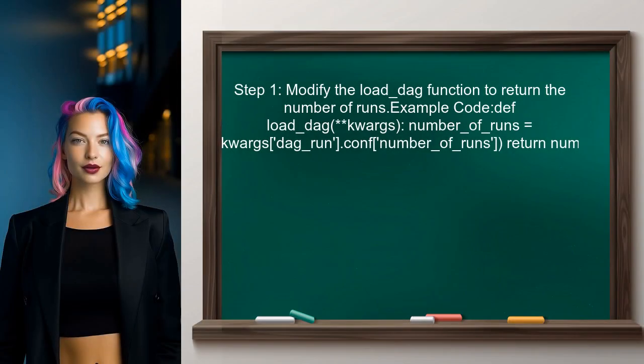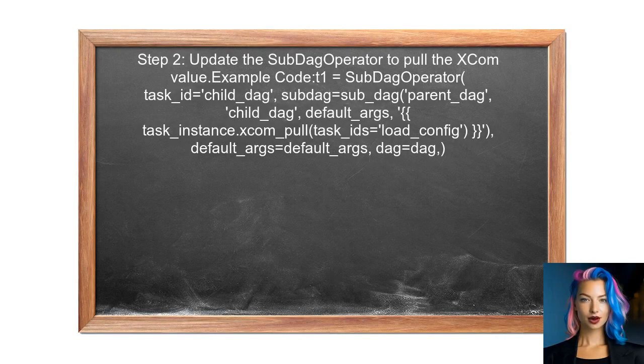To pass a dynamic value from the parent DAG to the SubDAG, the user should first ensure that the value is correctly retrieved using XCom. This involves modifying the load_DAG function to return the number of runs as an XCom value. Next, the user needs to ensure that the SubDAG operator correctly pulls this value using the XCom pull method. This is done by updating the SubDAG operator to reference the correct task ID.